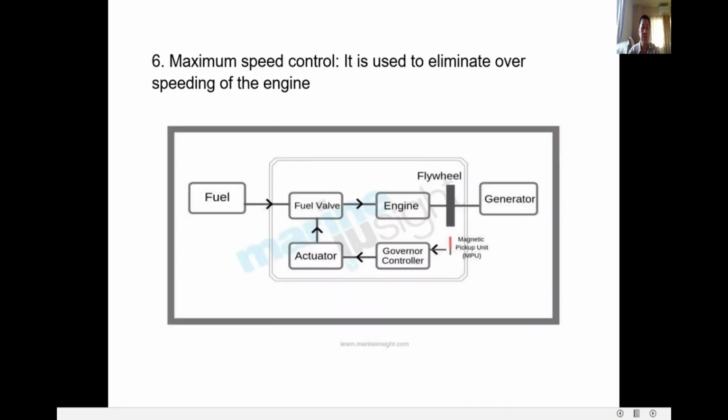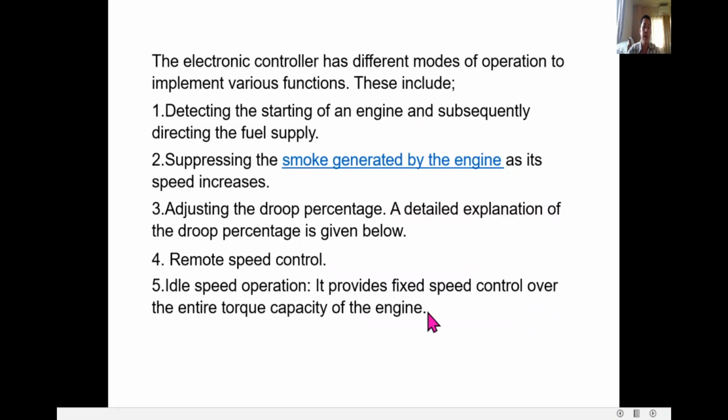So we have here an electronic controller that has different modes of operation to implement various functions. This includes detecting and starting of an engine and subsequently directing the fuel supply, and suppressing the smoke generated by the engine as its speed increases.